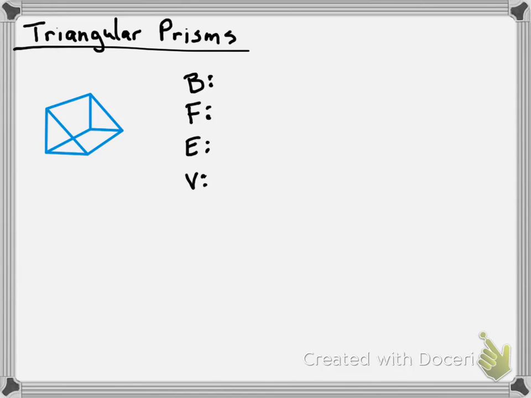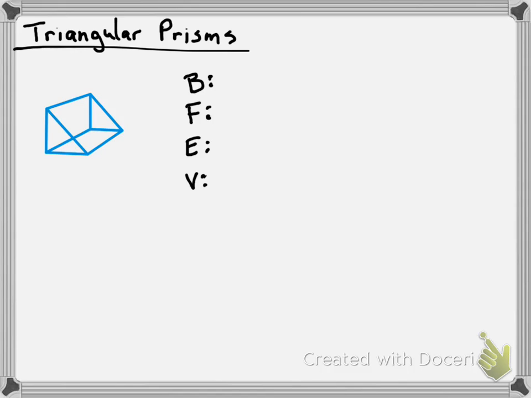Alright, so first notice that I just put BFEV. That's bases, faces, edges, vertices. Okay, just so we don't have to keep writing out the words over and over again. Again, the bases, well, all prisms have 2 bases. So just by knowing it's a prism, I know it has 2 bases. But how do I know it's a prism?